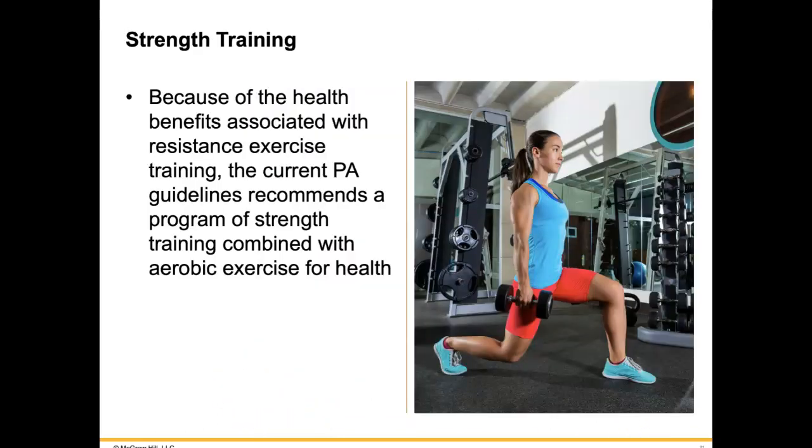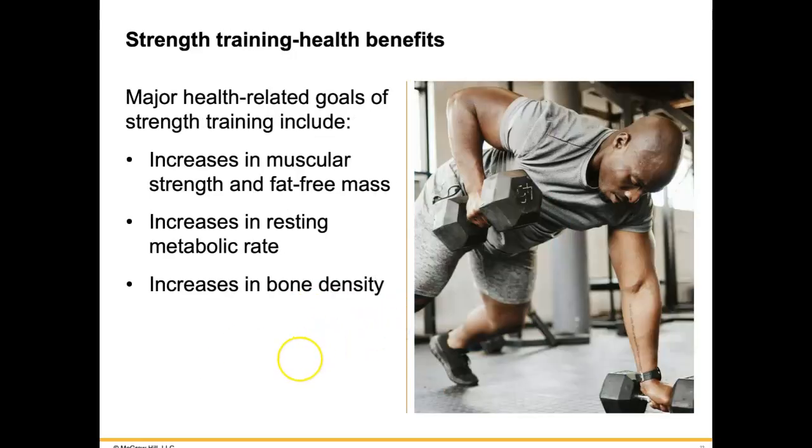Next, let's talk about strength training. Because we have health benefits associated with resistance exercise training, our physical activity guidelines recommend a program of strength training combined with aerobic exercise for health. So what are we aiming to goal for? We are going to have our major health-related goals, including an increase in muscular strength and fat-free mass, an increase in our resting metabolic rate, as well as an increase in our bone density.